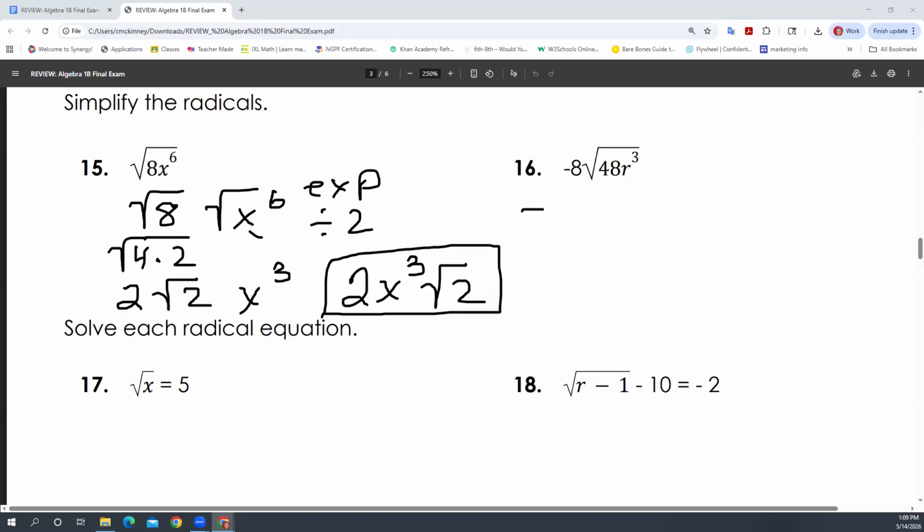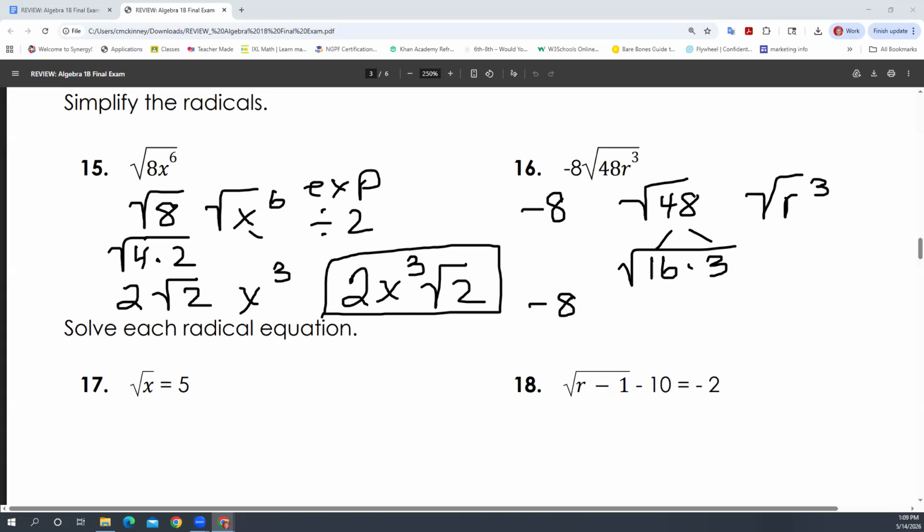So this one has a negative 8 on the outside. That negative 8 is going to multiply with any numbers that I send to the outside. So 48 and r to the 3rd. For 48, I look at my perfect squares. 36 doesn't divide into 48. 25 doesn't, but 16 does. So this is 16 times 3. And 16 can send a 4 to the outside.